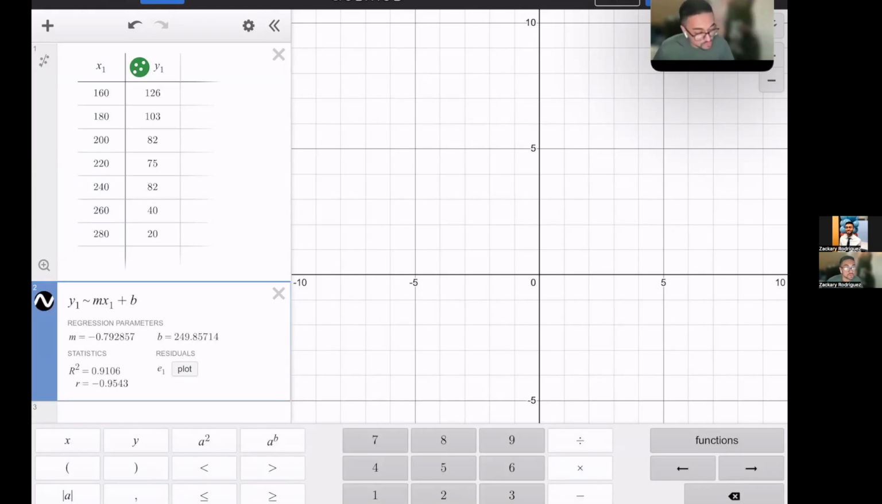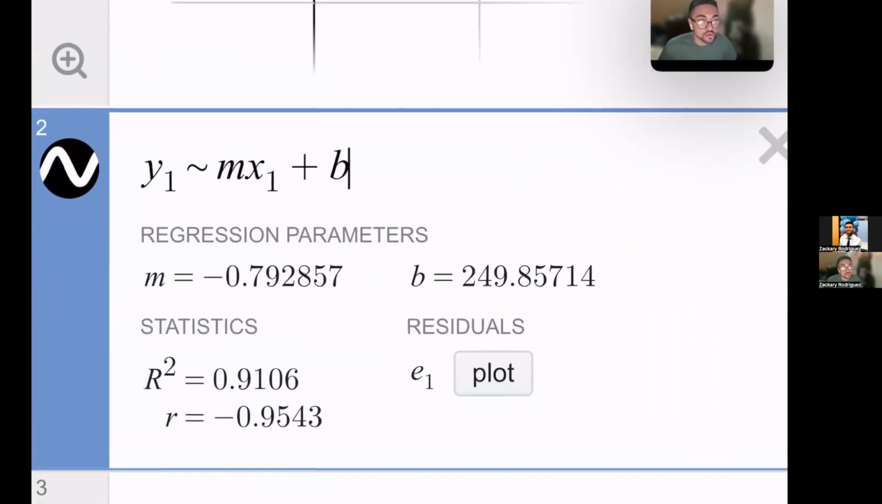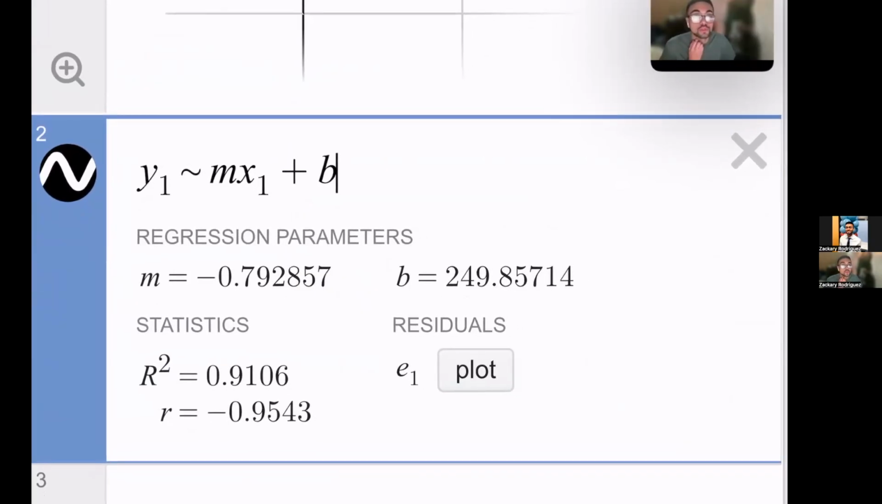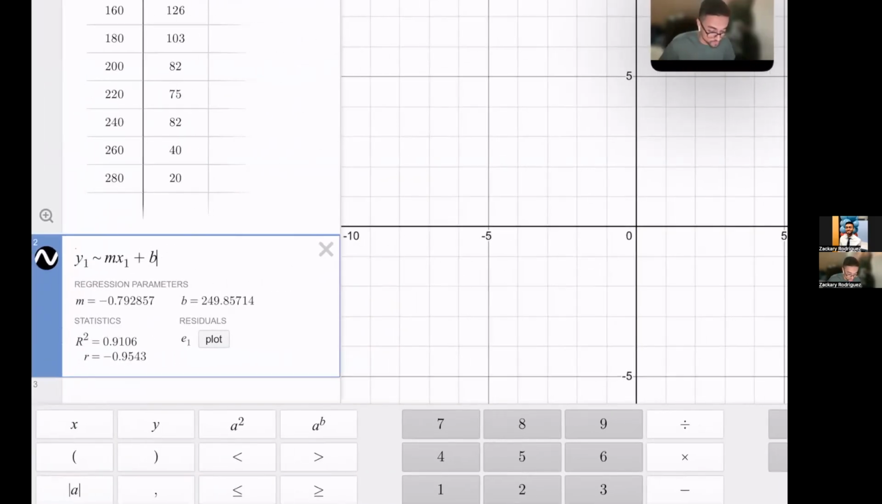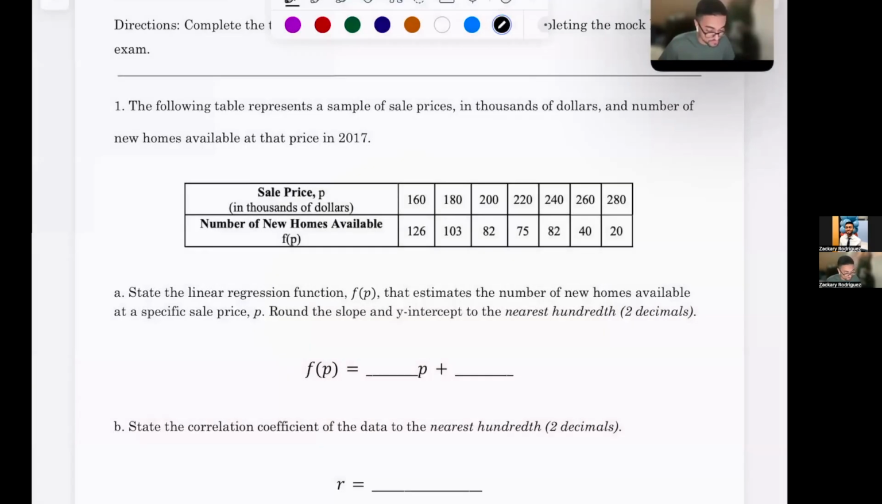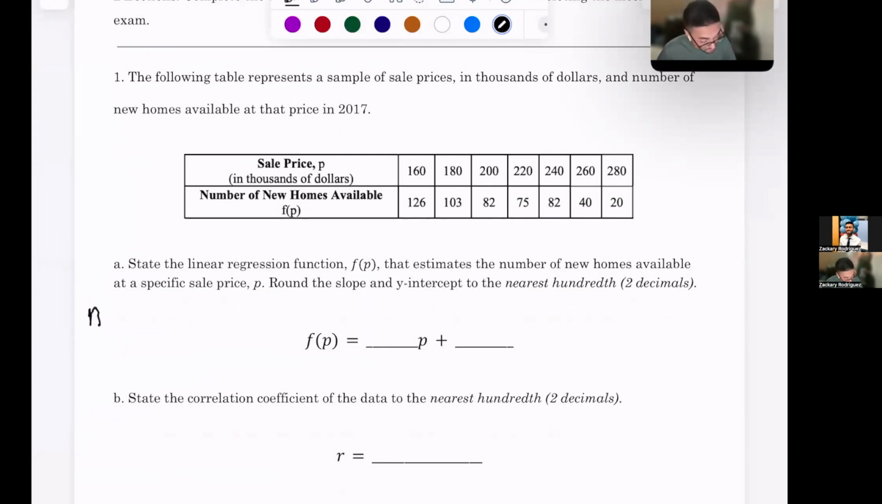You need to use the number 1 after x and y because those are the x and y values in our table. It's x1 and y1 in our table. So we have our m and b values here and our r value, our correlation coefficient. We need to copy all of these values down onto our packets. Let's do that now. On the left side, let's write m down. M equals negative 0.792857. And on the right side, B equals 249.857.